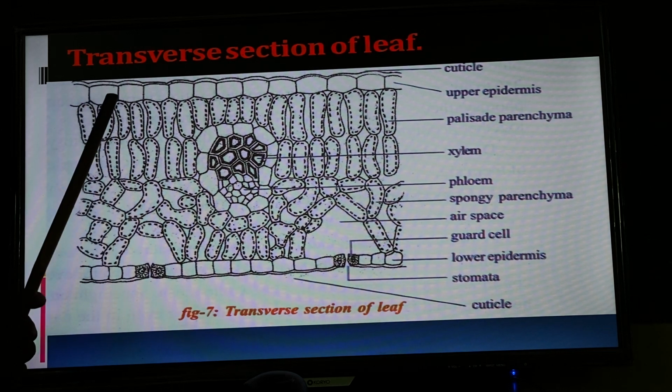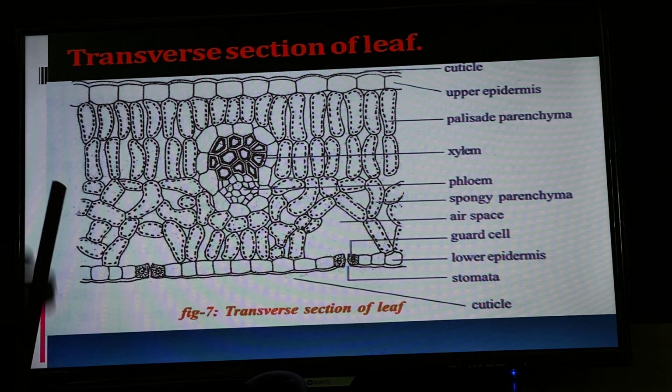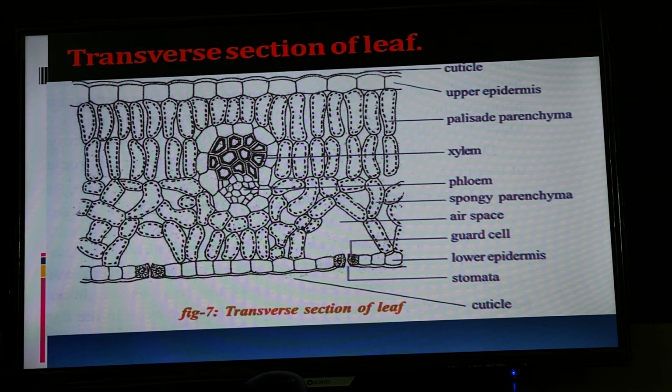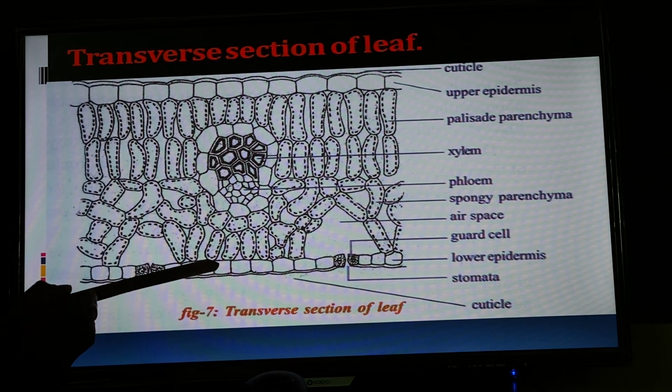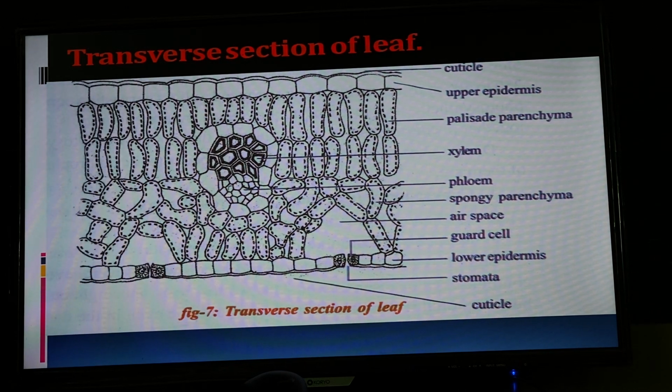Next topic in the first lesson: transverse section of leaf. Leaf is the structure which receives sunlight to perform photosynthesis. So, leaf is also called the food factory of the plant. Already we know that a leaf has two sides, upper side and lower side. This is the upper side of the leaf and this is the lower side of the leaf.